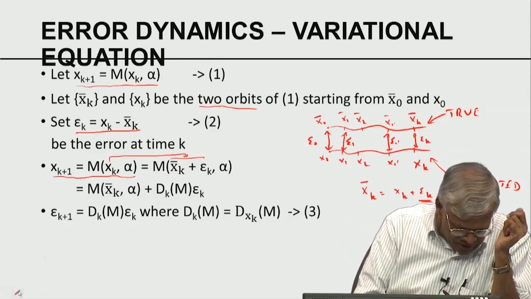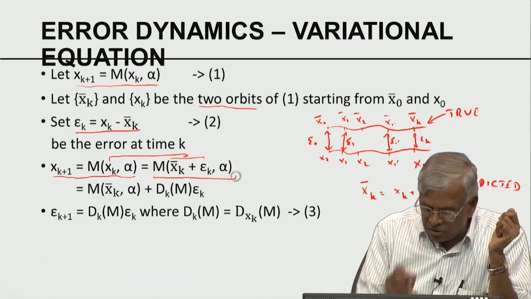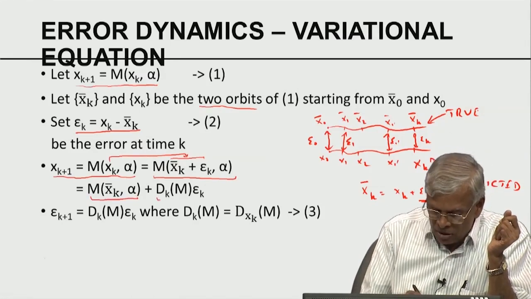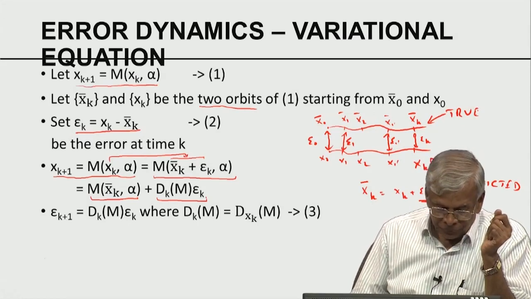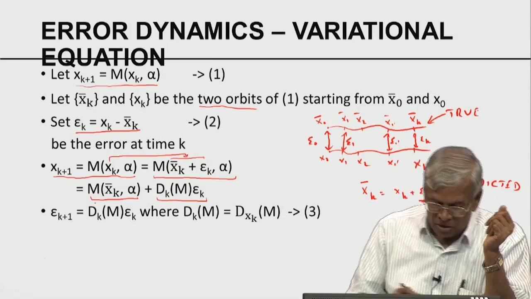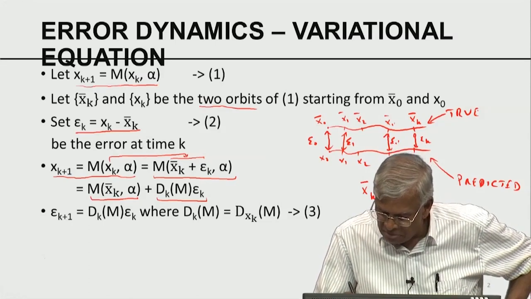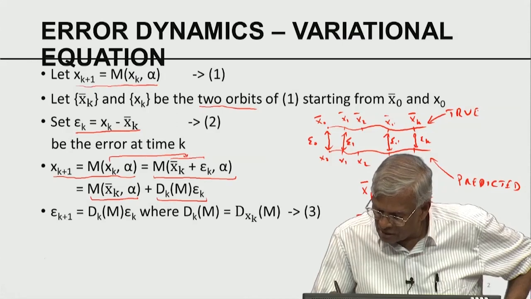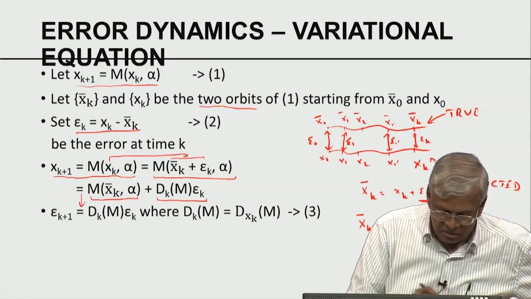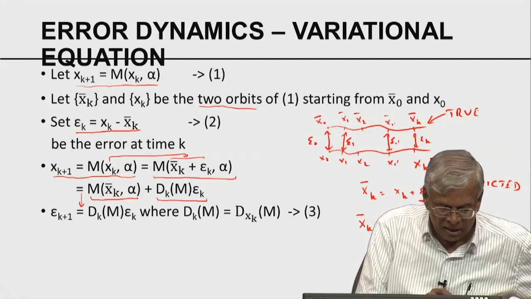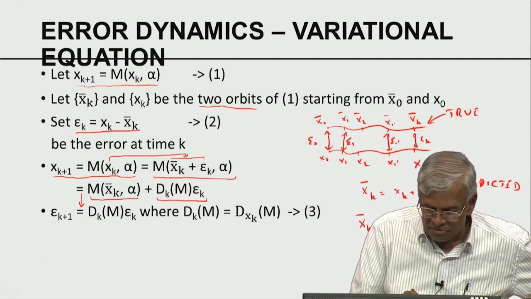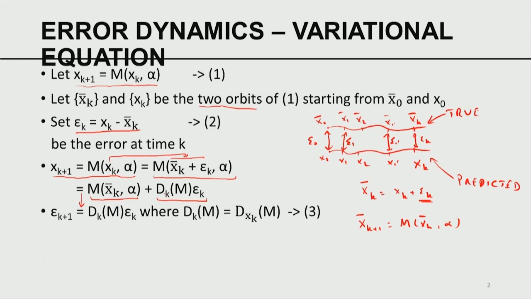So if I now express this map in the form of a Taylor series, it can be seen. This is the base value. This is the perturbation. So please also remember x k plus 1 bar is equal to m of x k bar plus alpha. Therefore, this equation becomes this, because this is equal to x k plus 1 bar. x k plus 1 minus x k plus 1 bar is epsilon k. The right hand side is becoming the Jacobian of m at time k, evaluated at x k, times epsilon k.